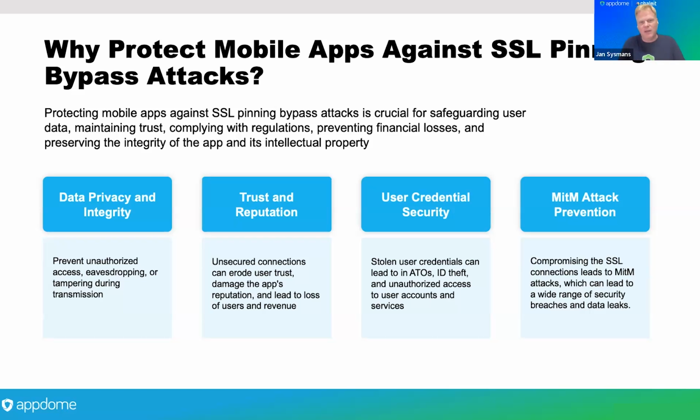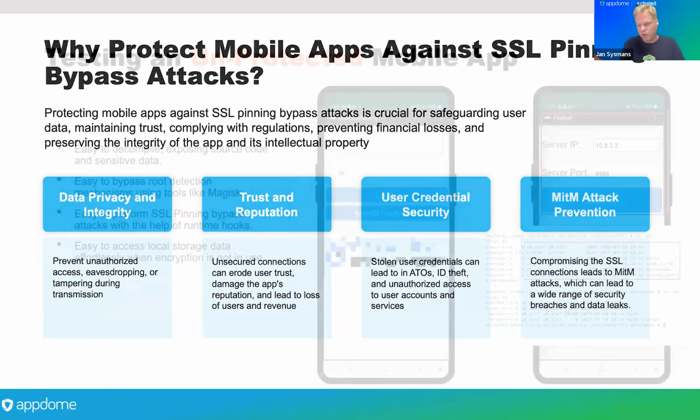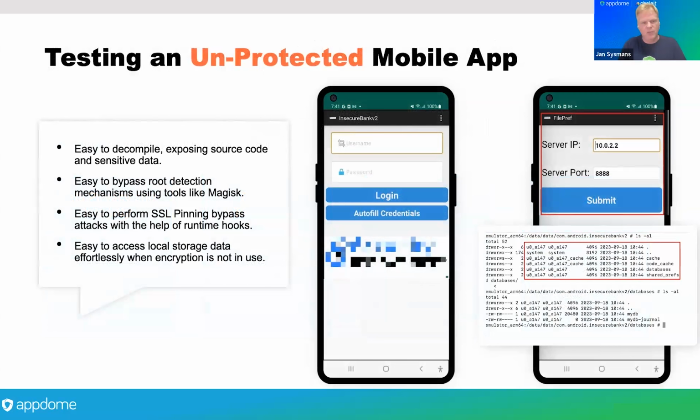And that is what then allows the attacker to intercept and manipulate communications between the app and the server, but also launch additional attacks. So below what you see are my top 4 reasons for preventing SSL pinning bypass attacks. So the first one is around data integrity and privacy. The second one around trust and reputation. The third one around ensuring the security of user credentials. And then finally, preventing man-in-the-middle attacks.